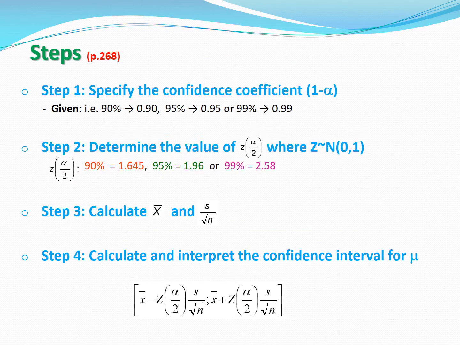These are then the steps that we follow to calculate our confidence interval. So step 1, we specify the confidence coefficient or the confidence level. So that will be given to you in the question. Determine a 90%, 95% or a 99% confidence interval. Then in step 2, we determine our Z alpha over 2 values from our Z table, or if you know it off by heart, you can just plug it in. And then for step 3, we determine our sample mean and the standard error if it is not given. And then for step 4, you can calculate and interpret your confidence interval for the population mean.